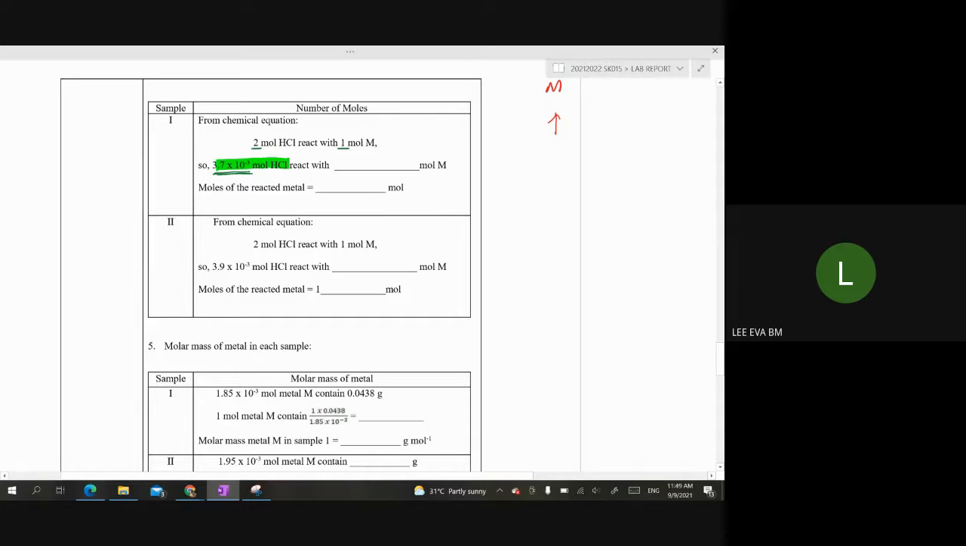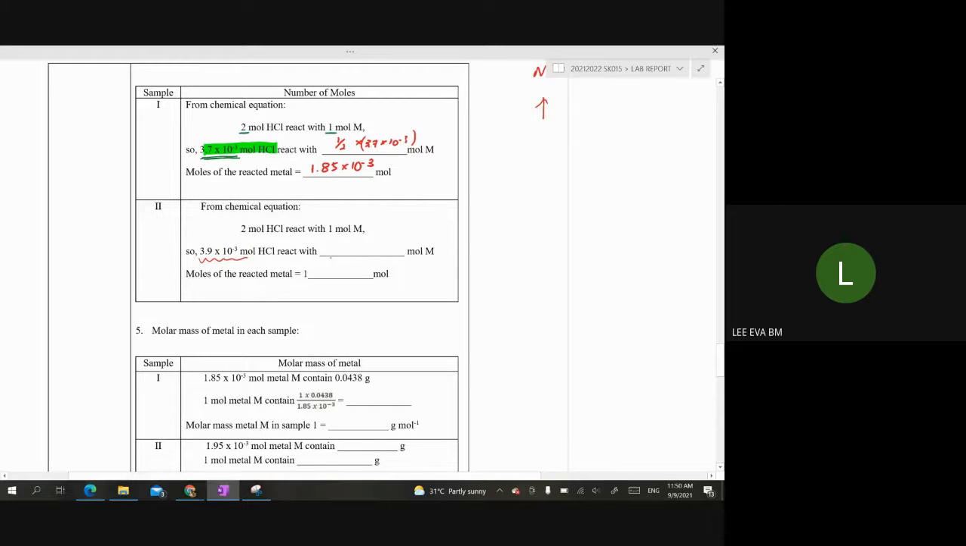We're using cross multiplication, 1/2 times 3.7 times 10 to the power of negative 3, and it gives you 1.85 times 10 to the power of negative 3. So this one is 1/2 times 3.7. You're using cross multiplication.